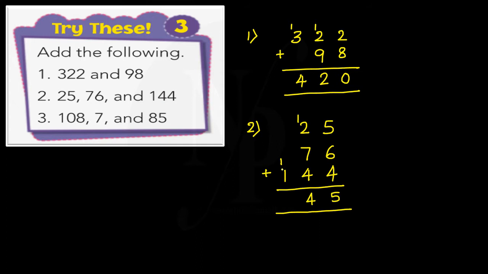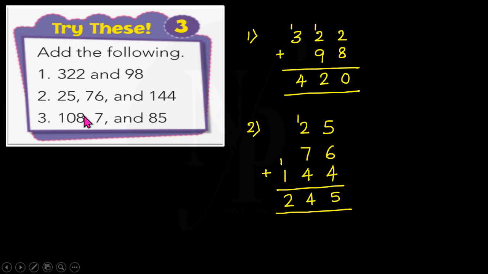Now we add the digits in hundreds column. We have 100 plus 100. This 100 is carried forward from the tens column. So we add these two. 100 plus 100 is 200. So we write 2 here in the hundreds column, which represents 200s. The sum of 25, 76 and 144 is 245.